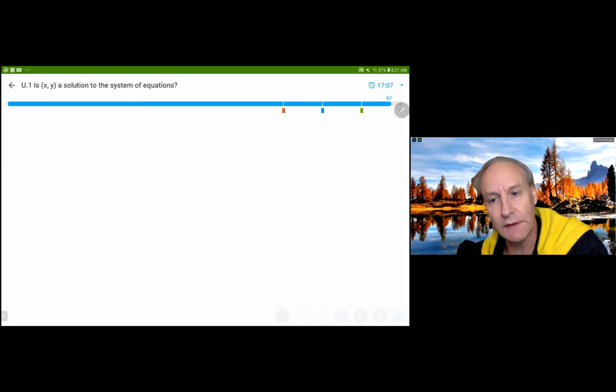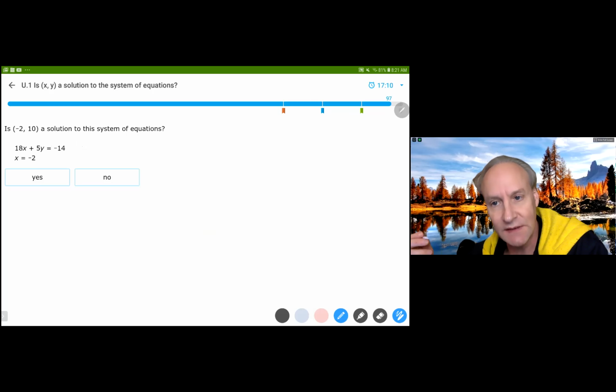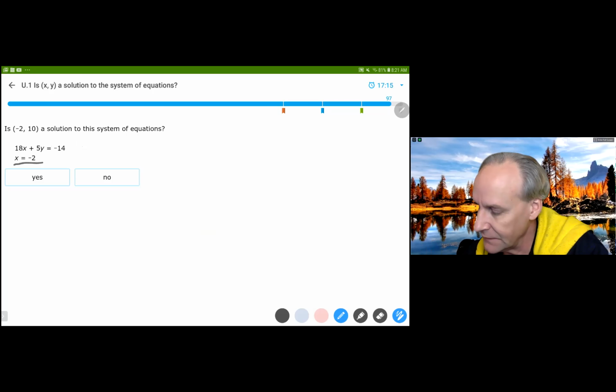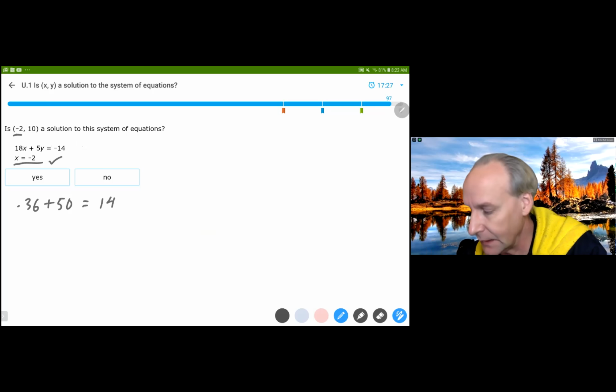Notice I'm going fairly quickly. And the reason I'm able to go fast is because I know my integers. It's really important that you know your integers. Now, x is negative 2, so that's good. And in the first one we've got negative 36. That's 18 times negative 2 plus 50, which is equal to 14. And it's not negative 14. This is a positive 14, isn't it? Ruh-roh, watch out. That's a no. Easy mistake to make because that's a positive 50 and a negative 36. So this is a no.